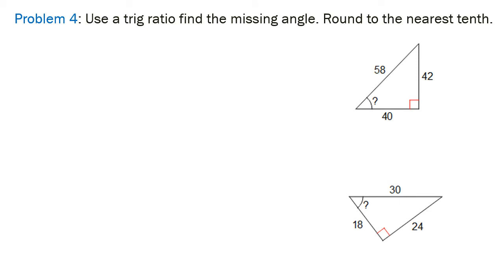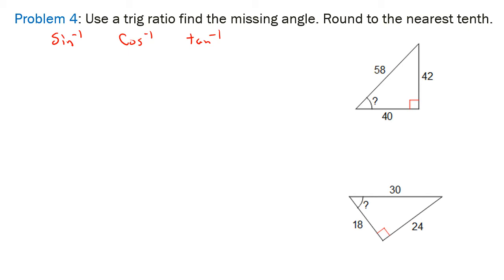Okay, this says use a trig ratio to find the missing angle, round to the nearest tenth. So if we want to find angle measures using our trig ratios, we're using these buttons on the calculator: sine with the little -1, cosine with the -1, and tangent with the -1.